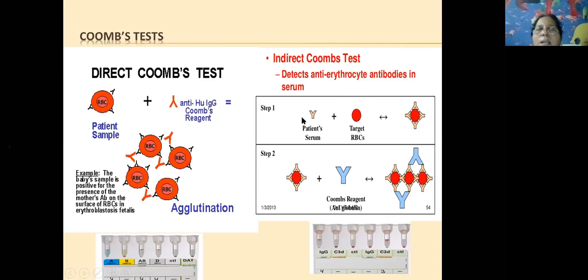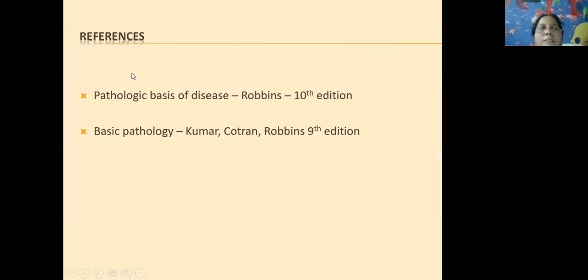So this is the step we are making. This is free in the serum. This is attached. So this is present in the fetus. Child, you have to do this. This for the mother. So the reference is Robbins, and the next class is on the 20th, I think.